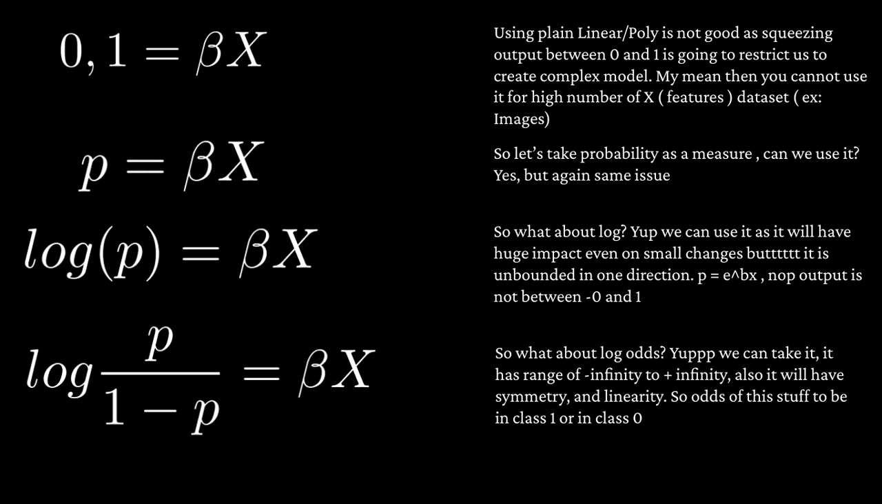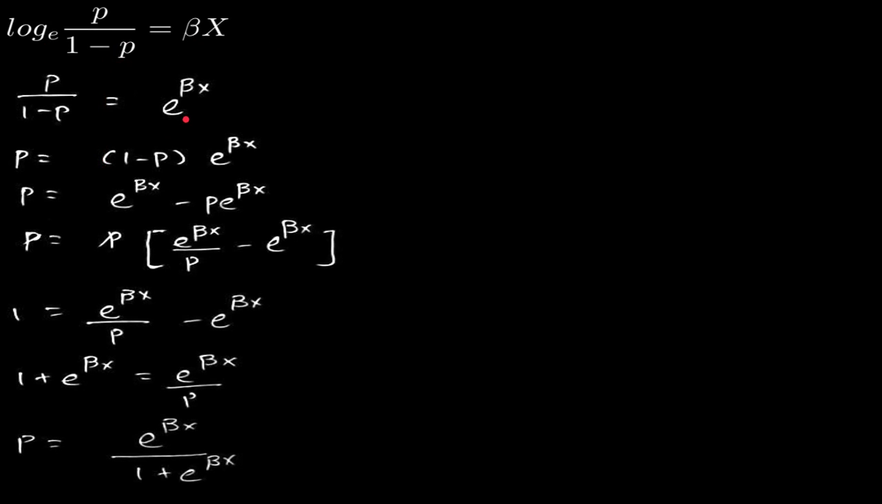That makes more sense. Okay, so let's try to find the value of p. How can we do that? We have log_e(p / (1 - p)) = βx, of course, as we have defined it here. All right, so now let's take the exponent of the log_e there, so it becomes e raised to βx.